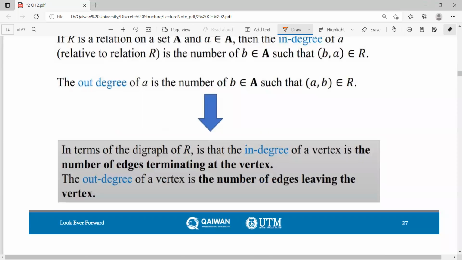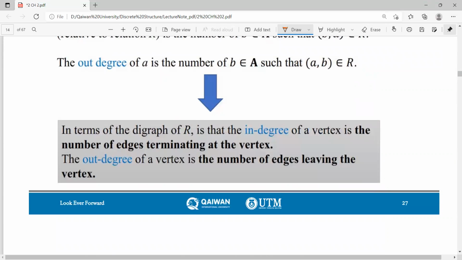For the in degrees and out degrees, we say in degree. In the diagram, you see the in degree of a vertex is the number of edges terminating at the vertex.